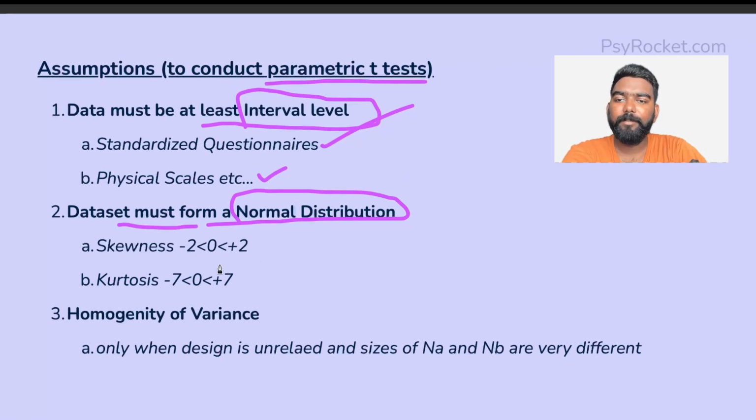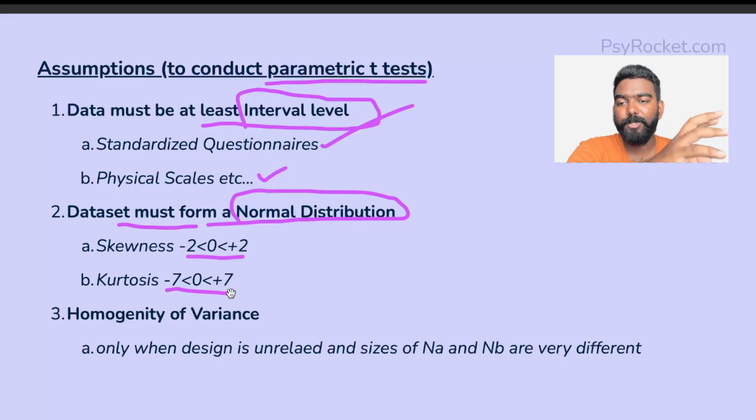Okay, the acceptable values for skew is -2 to +2, and the acceptable values for kurtosis is -7 to +7. Usually we are more concerned about skew than kurtosis. In fact, in some papers it is also mentioned that the kurtosis value can be accepted until -10 to +10, and it is very rare.